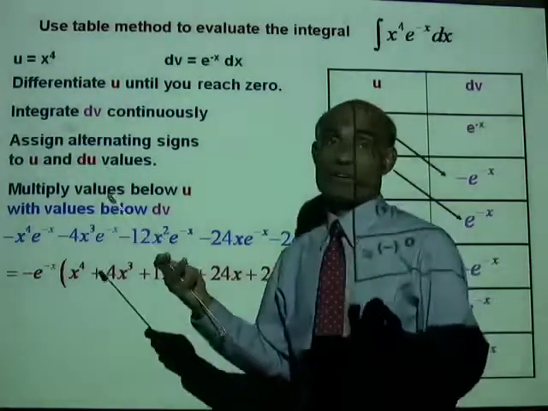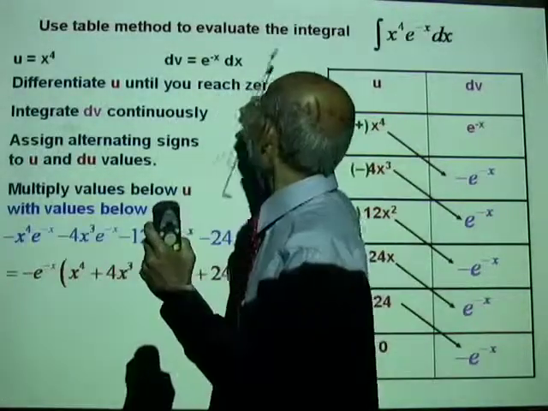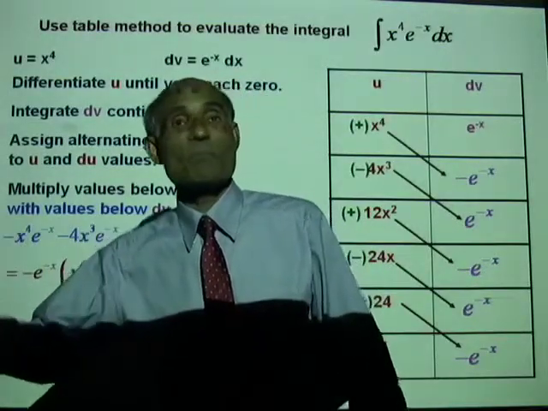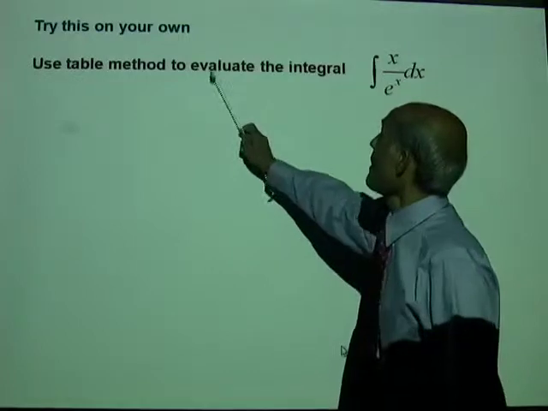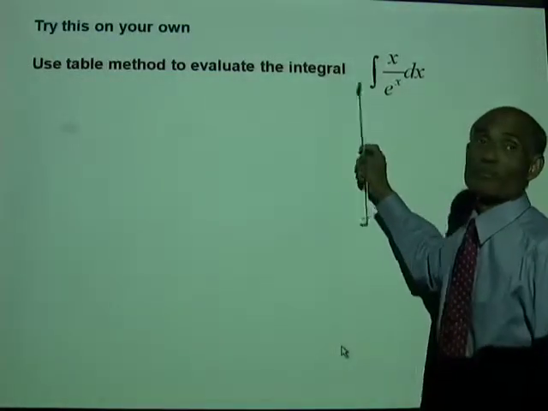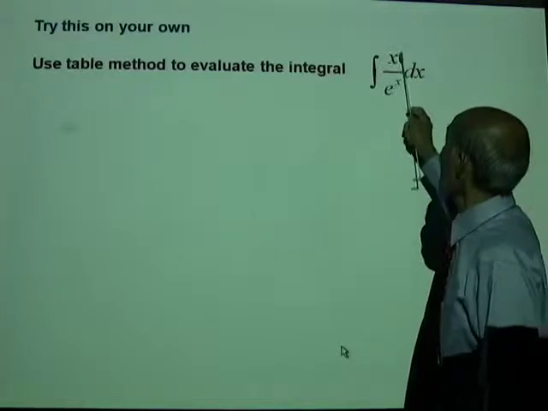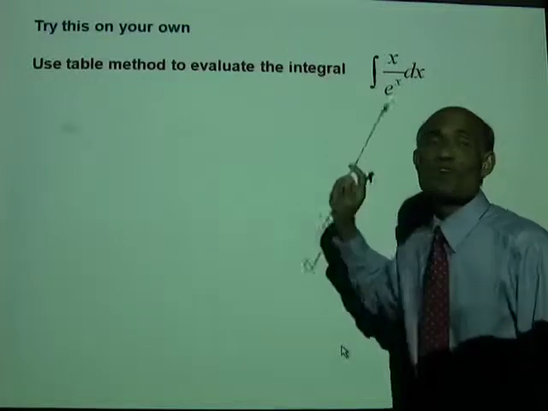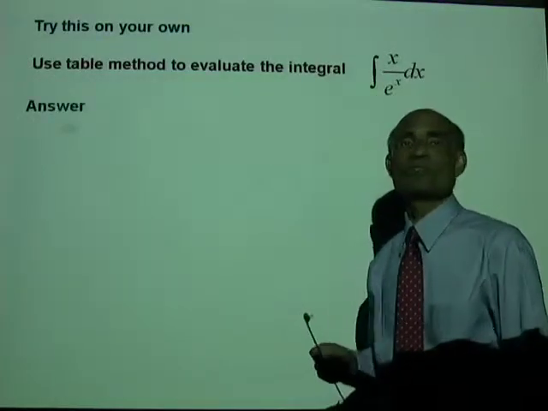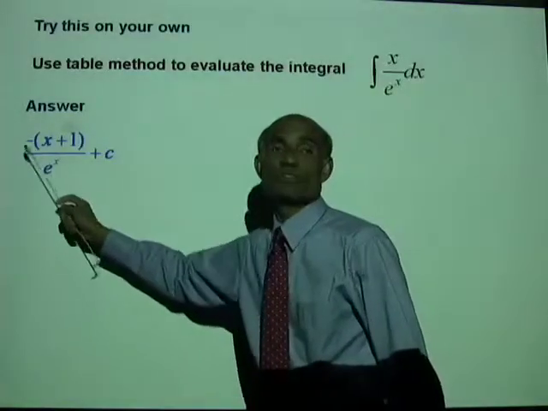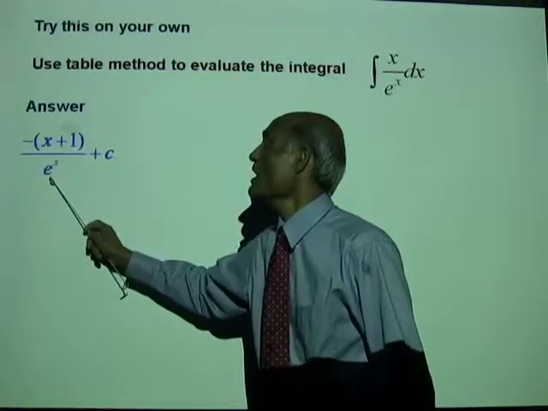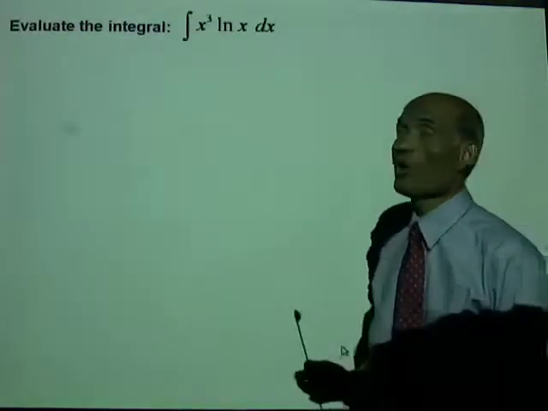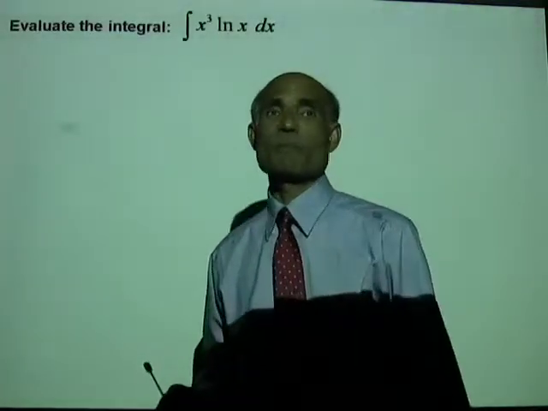Well, you can see only certain forms can be integrated like this, so you cannot depend on it for all integration by parts methods. Alright, now I want you to try this on your own using the table method. Integral x over e to the power of x dx. Use the table method to do this on your own and let me know if you have any problem. The answer should be this: negative x plus 1 over e to the power of x plus c. Okay? Alright, let's look at more of integration by parts.